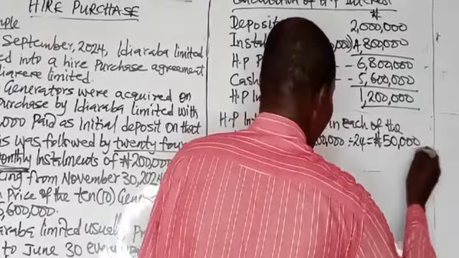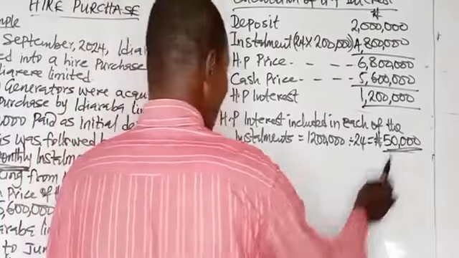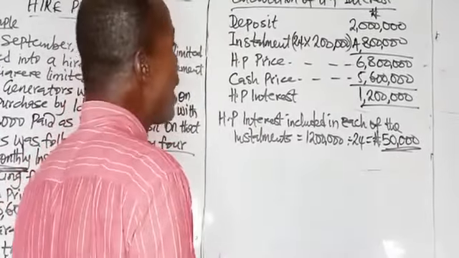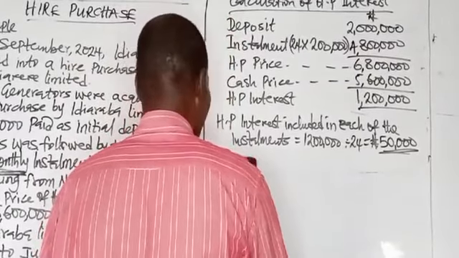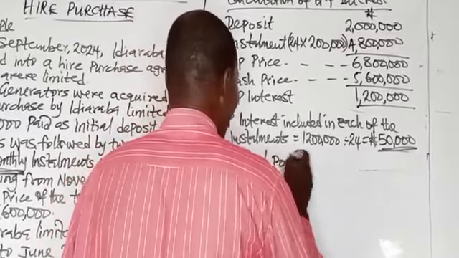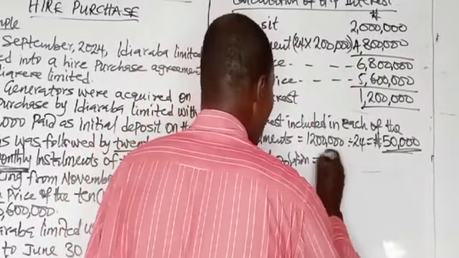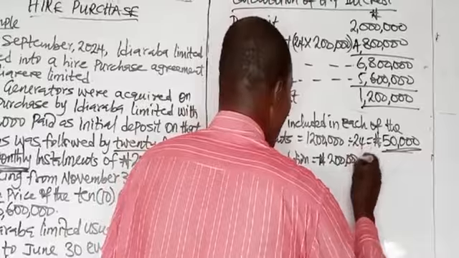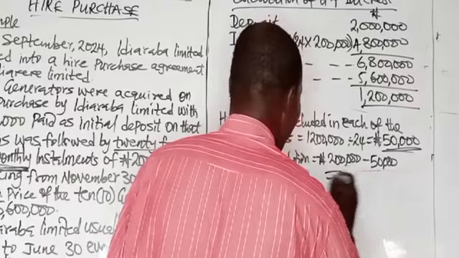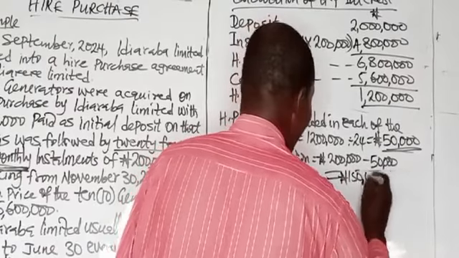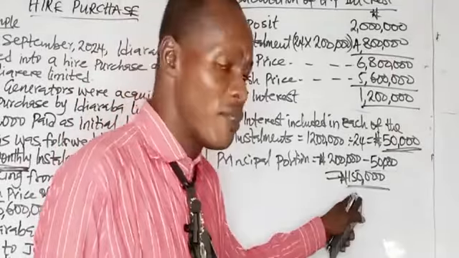The higher purchase interest included in each of the installments is 50,000 naira. So the principal element, that is the principal portion of the installments, will be each installment of 200,000 minus the higher purchase interest per installment of 50,000. So the principal element will be 150,000 naira. Every installment contains the principal element of 150,000 naira.